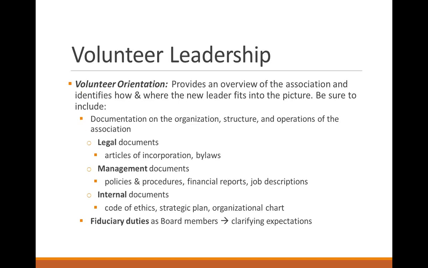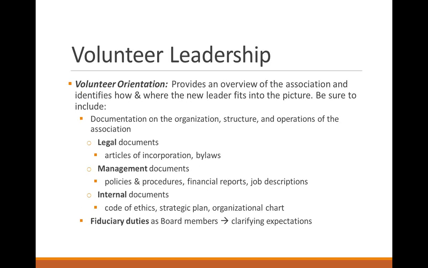Orientation. This is very important, and I think it will probably show up on the exam. I feel like it was repeated throughout. This provides an overview of the association and identifies how and where the new leader fits into the picture. You're going to want to include things like documentation on the structure of the organization, legal documents, the articles of incorporation and bylaws. Make sure that your volunteer leaders see these, know what's in them, understand everything that's in them. It's going to be guiding everything that they're doing.